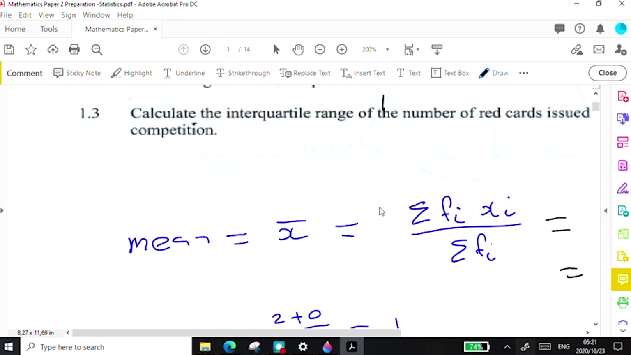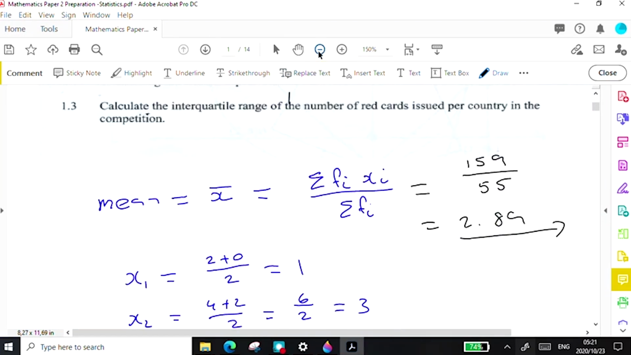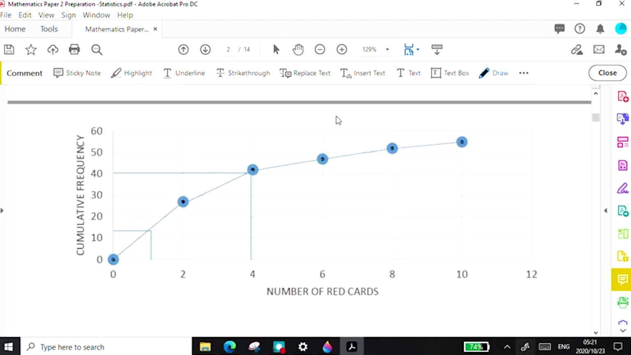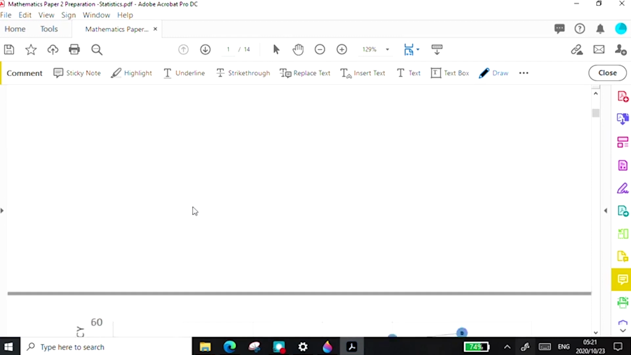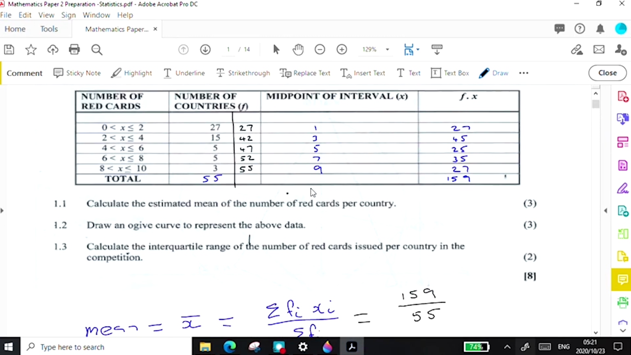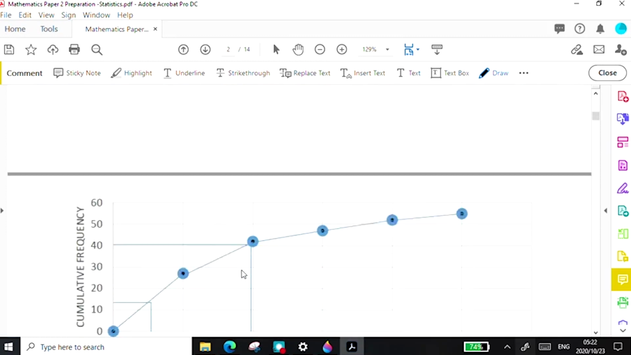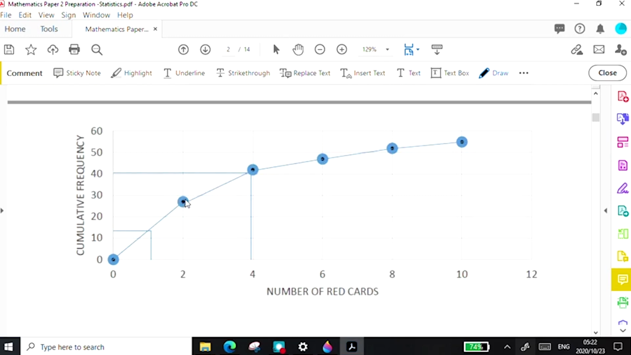Here's a sketch of my ogive. When x is 0, the frequency is 0. When x is 2, our frequency is 27, so I'll draw a dot slightly below the line y equal to 30.